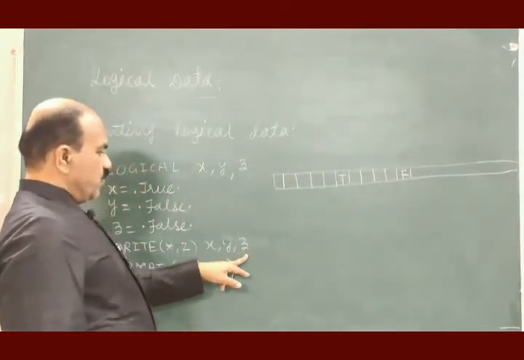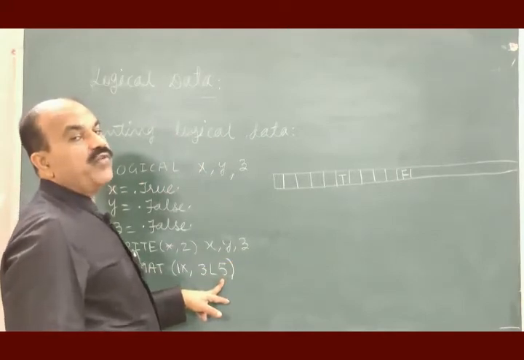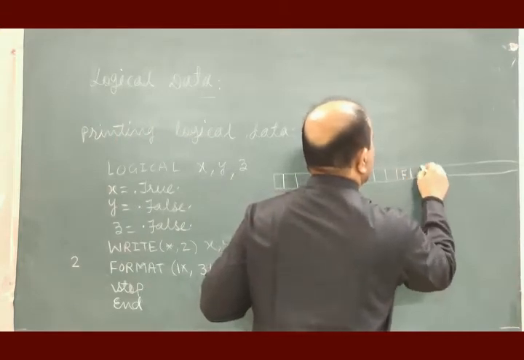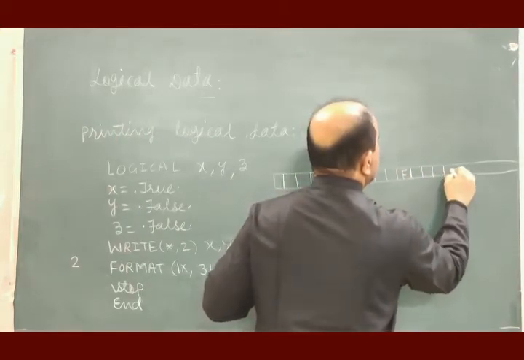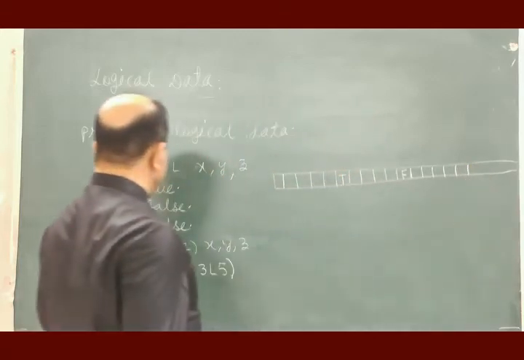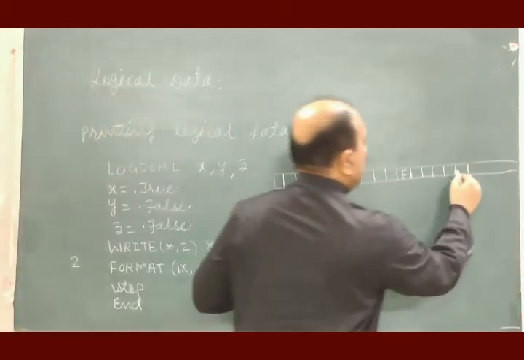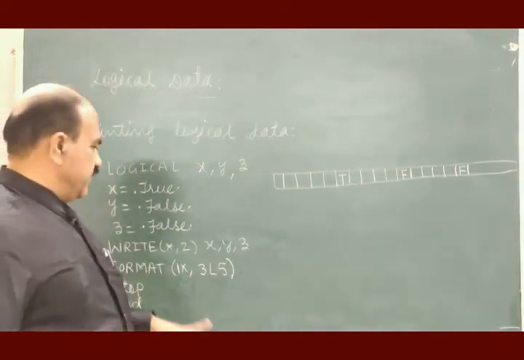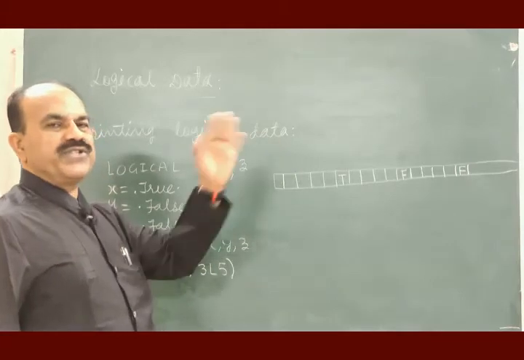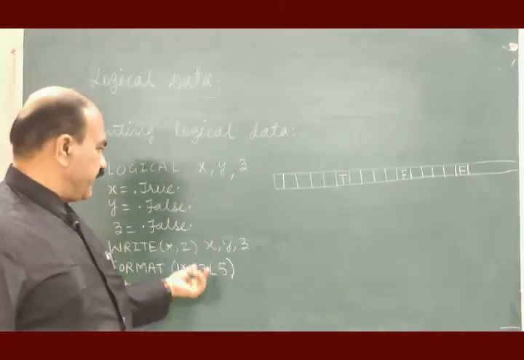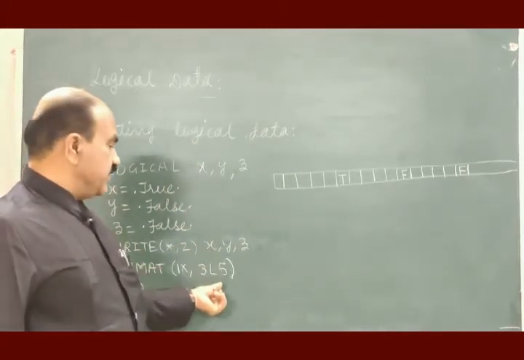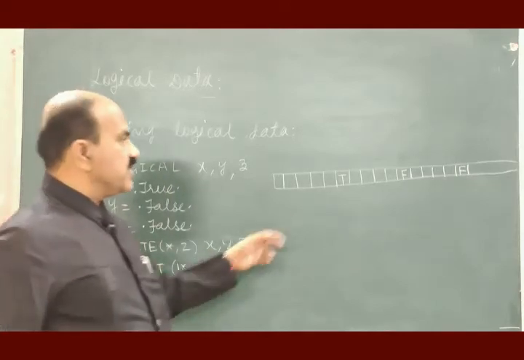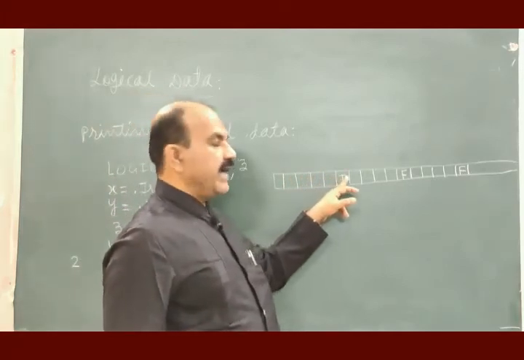Then go to Z. What is the format? L5, 5 positions, 5 columns. What is the value of Z? False. F is printed. 1x, the first column is skipped. Okay. The width of x in printing is defined as 5 columns.